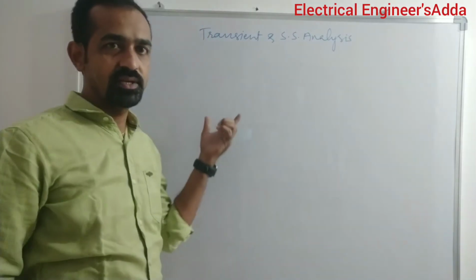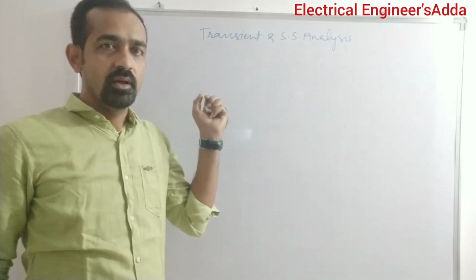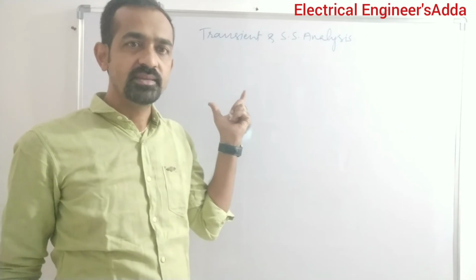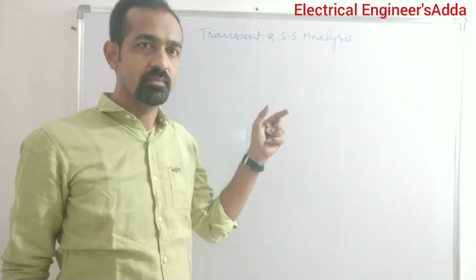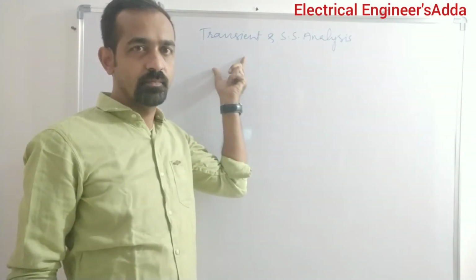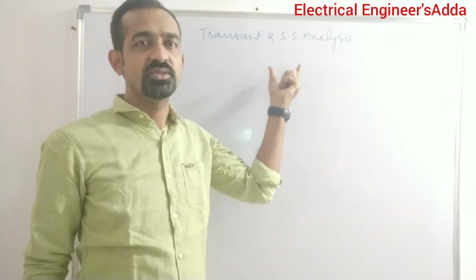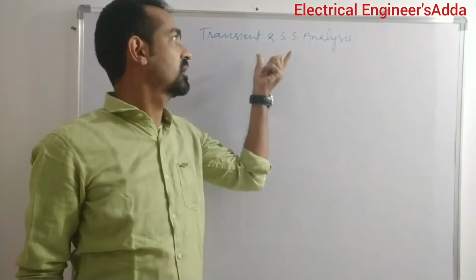Here, what is steady state and what is transient state? If the node voltages and the branch currents in a circuit change with respect to time, then that circuit is in transient state. If the node voltages and branch currents do not change with respect to time in a circuit, that circuit is in steady state.